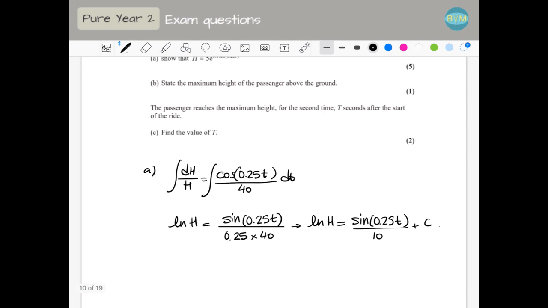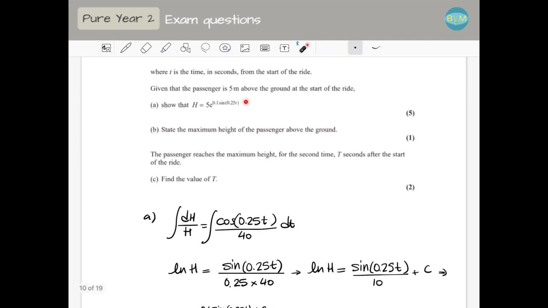So we can do that h is going to be e to the power, just moving the ln, 0.1 sine 0.25t plus c. And what we are going to do is find the c, because as you can see, you don't have this constant here. And we are going to use this line. So at the start of the ride, when t is 0, h is 5 meters.